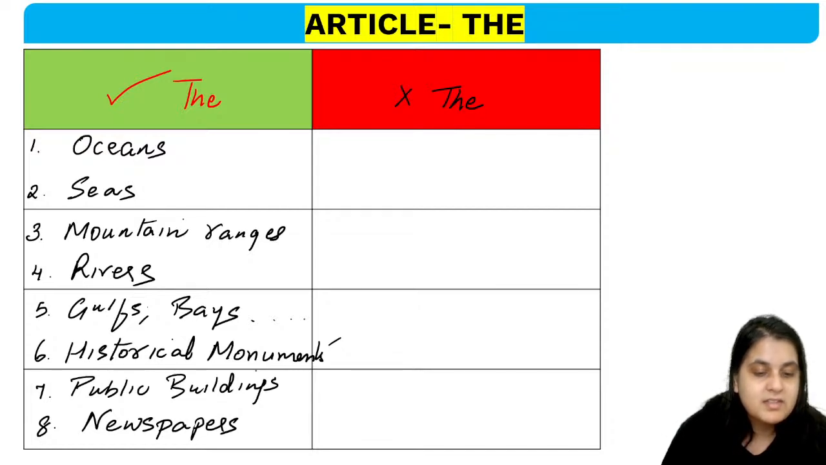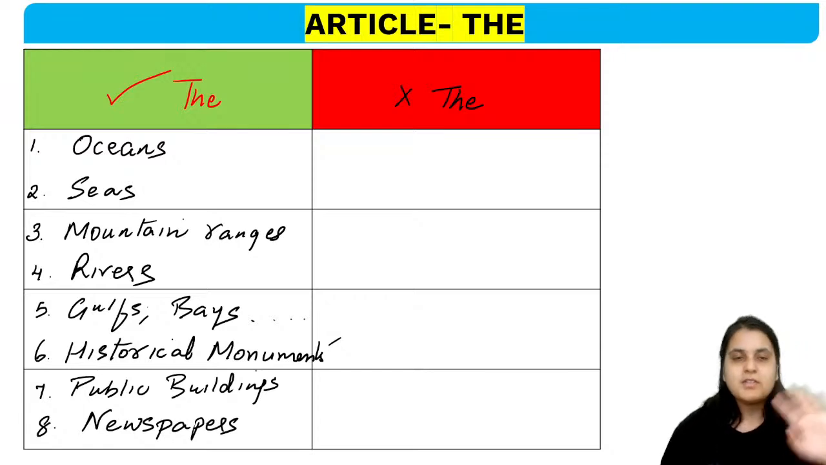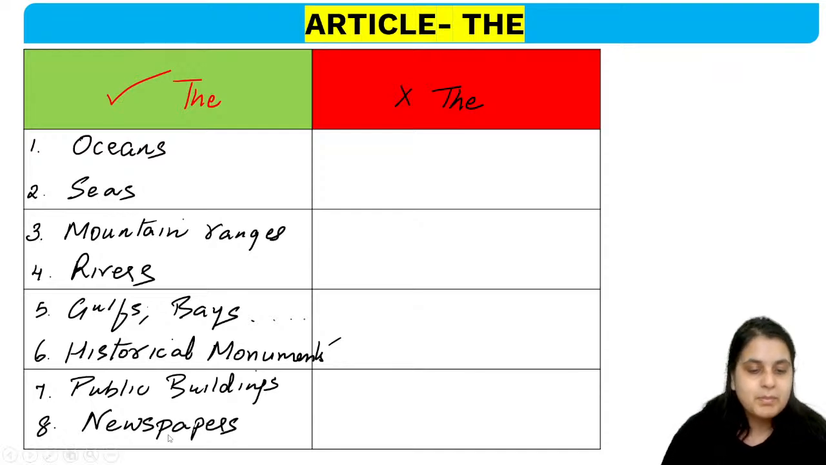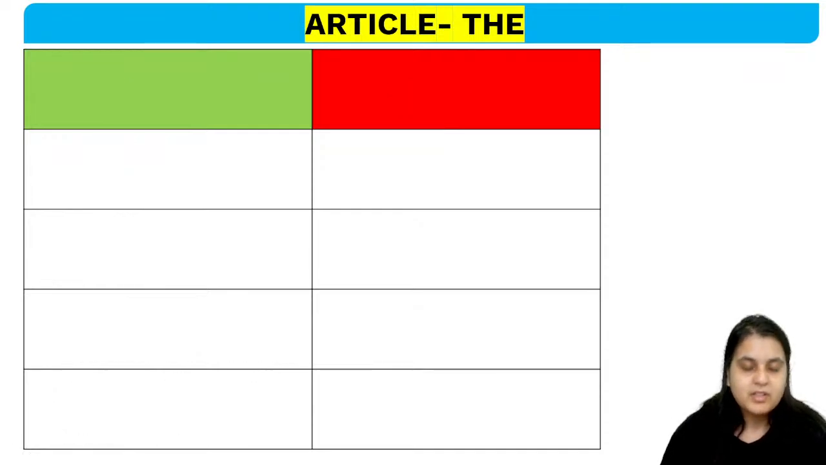Okay, yes, exactly. Correct. The parliament, the presidential palace, very good. Okay, then we use it with newspapers. So I'm sure these are clear. So we use it with oceans, sea, mountain ranges, rivers, gulfs, bays, historical monuments, public buildings, and newspapers. Wonderful. Very good. Next.